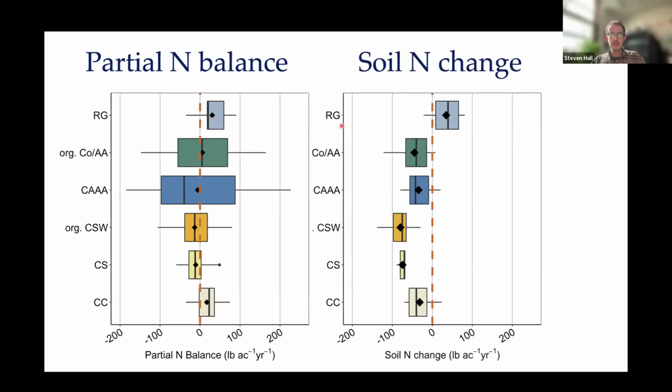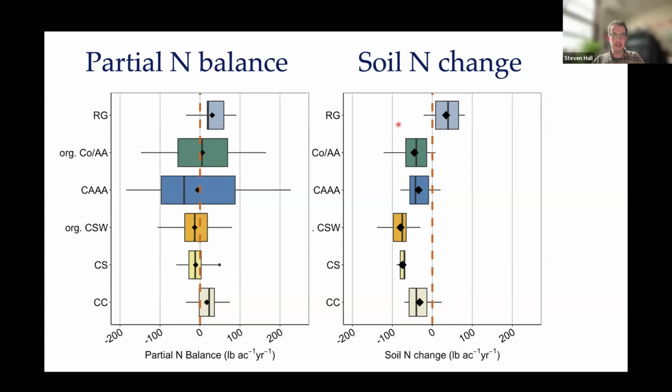So we were really surprised to see that this matches almost exactly what is actually measured in terms of the soil nitrogen change. And so we had this small surplus. It appears that this nitrogen produced from biological fixation may actually be stored in soil organic matter in these systems, with the caveat that there's lots of variability in both of those measurements.